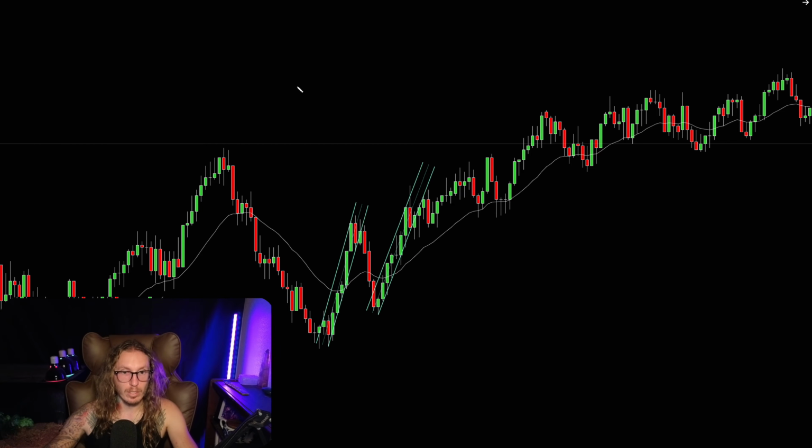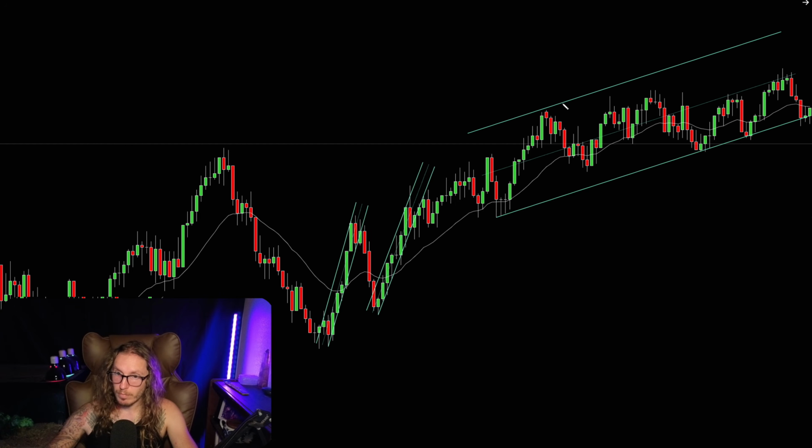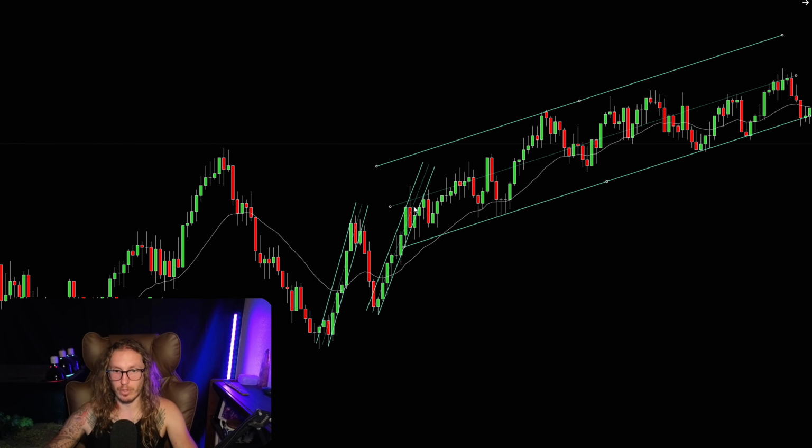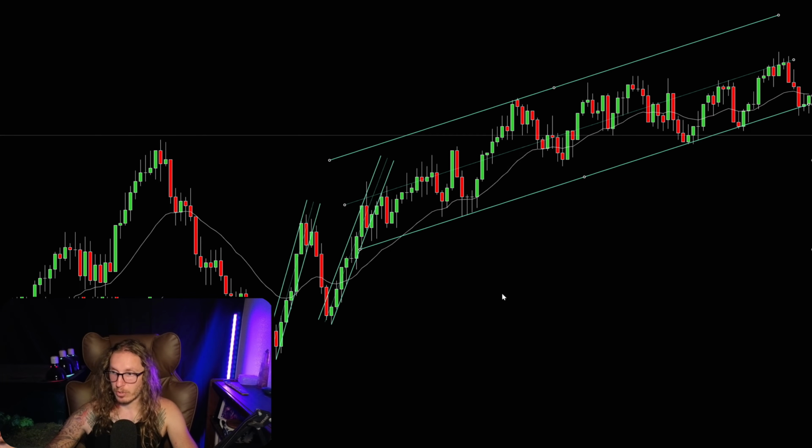Let's see. We'll draw maybe off of one of these lows up here, from here. Connect it to the highs. And then what you can see, this is probably, yeah. So you can see there's a spike and a channel. You'll see this a lot on trend days.